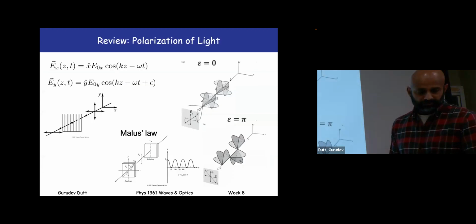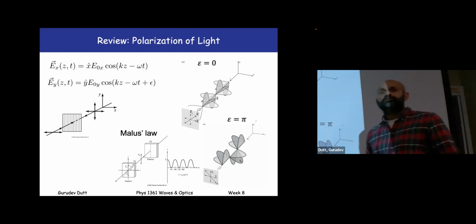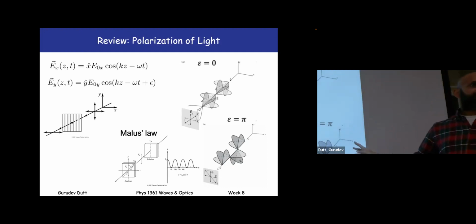Okay. So, are you able to see clearly with all the lights on? Yeah, it's fine. Okay.